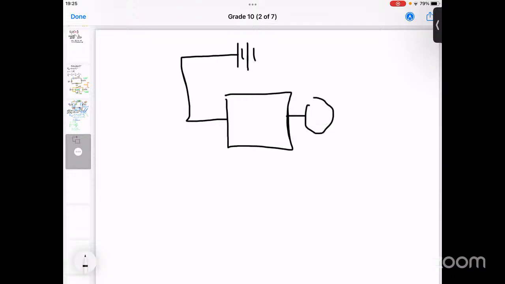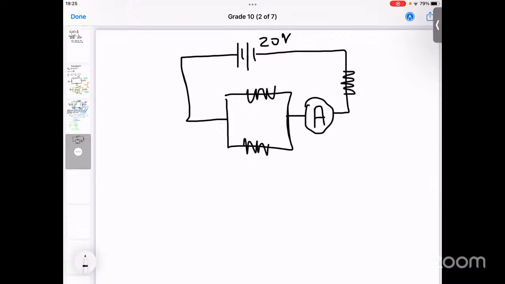Let's look at that. I'll connect A there. Again, I would say 20 volts. I will say 1 ohm there. This one, let's say, is 2 ohms. That one there is 3 ohms.